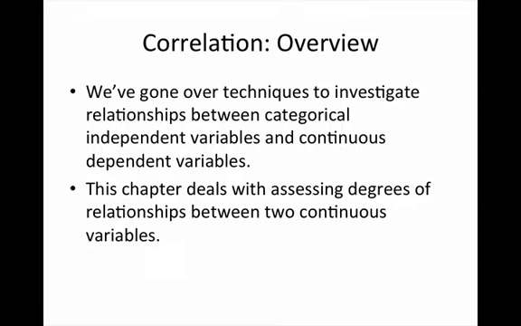And so just to repeat myself, in terms of how we're going to understand correlation at an overview level, we've gone over several techniques now to investigate the relationships between categorical independent variables and continuous dependent variables. So all of our mean comparisons that we learned about in Chapter 7 and all of our analysis of variance techniques that we learned about in Chapter 8 deal with categorical independent variables. This chapter deals with assessing degrees of relationships between two continuous variables.